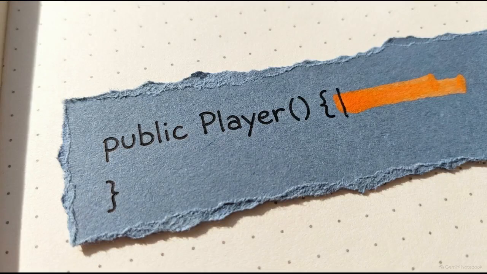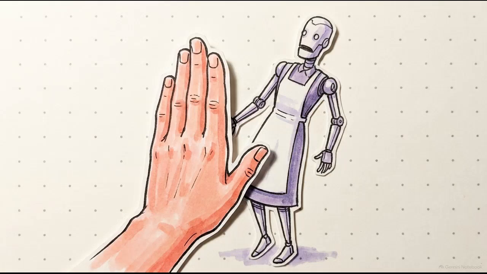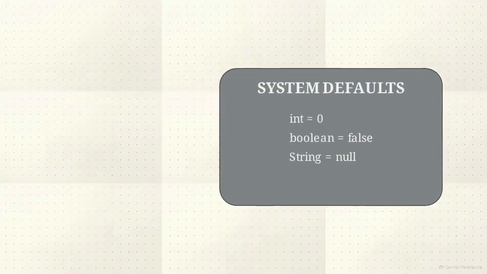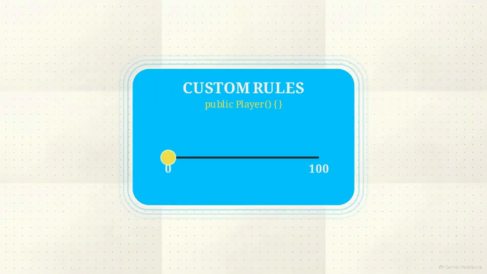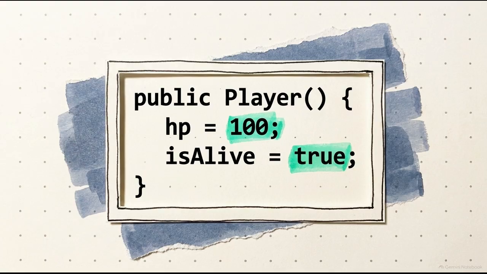The first way to reclaim your code is by writing a user-defined no-arg constructor. When you explicitly write a constructor that takes no arguments, you're telling Java to step aside. This prevents the system from applying its own default values and allows you to set the rules for what standard looks like. In this code snippet, we've defined a custom player constructor.